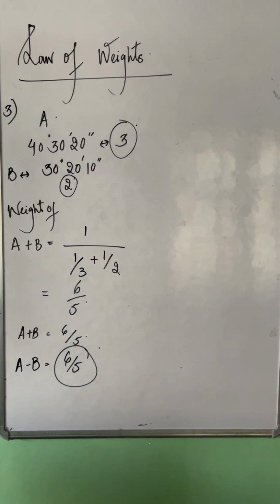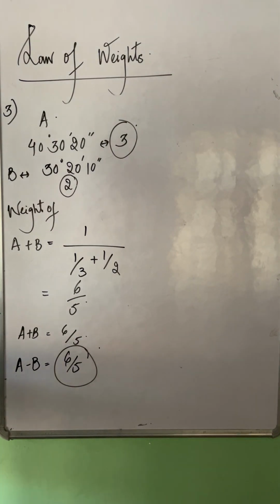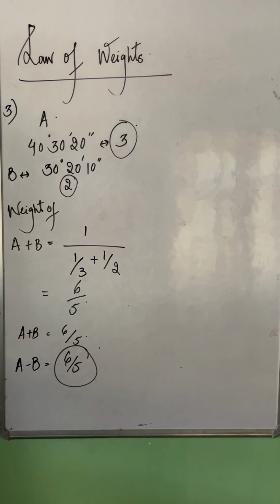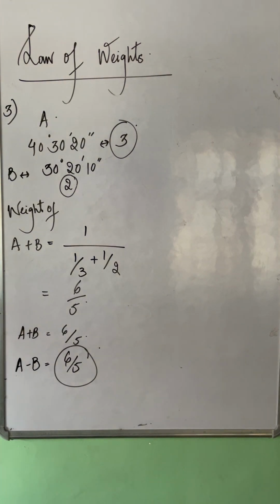Algebraic sum or subtraction as well, all right? So both will have a weight of 6 by 5, which is equal to the reciprocal of the sum of the reciprocals of the individual weights. All right.